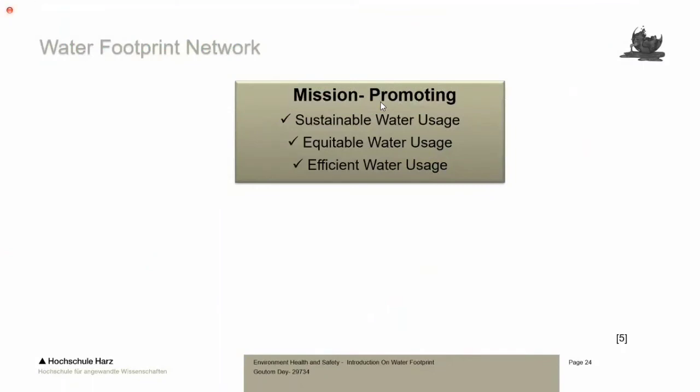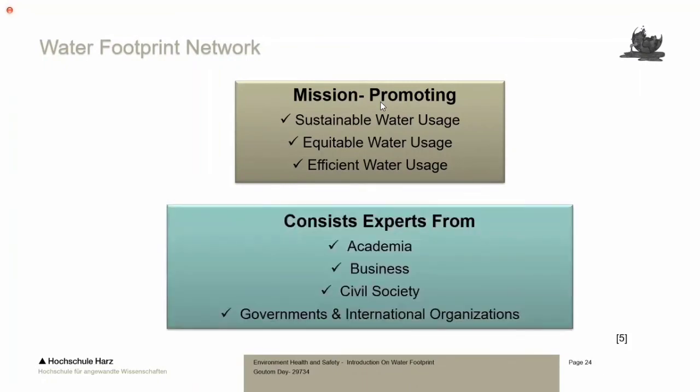So the good thing is there is a group called Water Footprint Network, and it promotes sustainable, equitable, and efficient water use through development of shared documents on water footprint accounting and creates guidelines for the reduction and offsetting of impacts of water footprints. They have experts from academia, business, civil society, and national and international organizations.